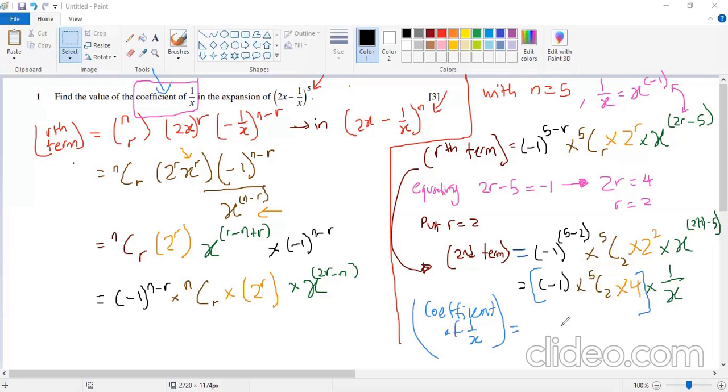That means we just multiply negative 1 by 5C2. For all this, just use a calculator. If you're not sure, please use a calculator to avoid mistakes. So when you multiply by 4, we get the final answer as negative 1 times 5C2 times 4. So the answer is negative 40. Ta-da! Okay, thank you.